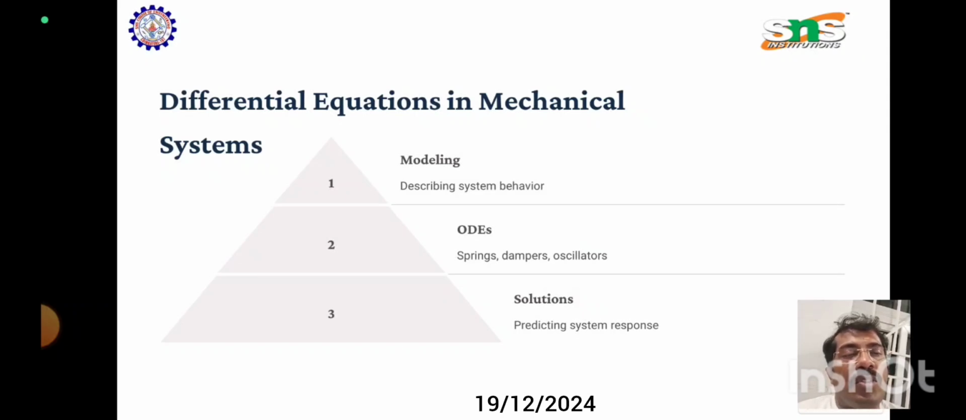The real time situation of a mechanical system is converted into differential equations with some governing conditions, where we work with equations and we try to find solutions. So in this regard, we use ordinary differential equations and also partial differential equations. Ordinary differential equations are of importance when we talk about one independent variable, and partial differential equations are used when we come across more than one independent variable.